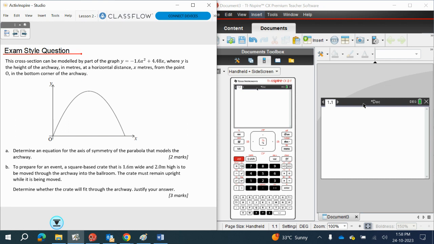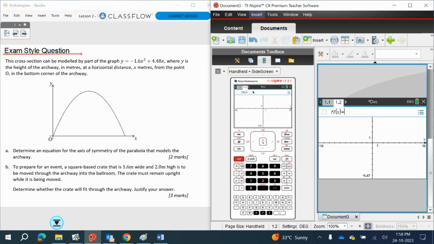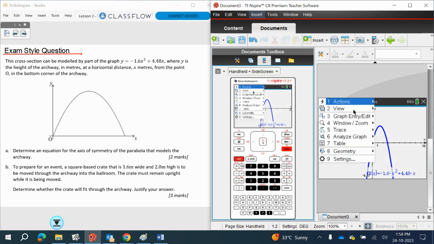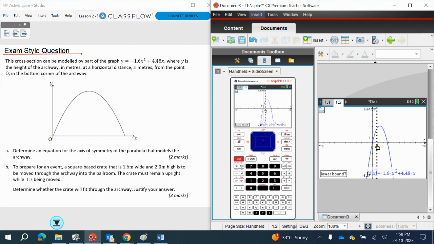So probably the easiest way to get this one is to use the graph, and then we graph it. So minus 2.6x squared plus 4.4x. We get our graph looks like this. And we want the axis of symmetry now. All we need to do is find the maximum. And we get the equation here.